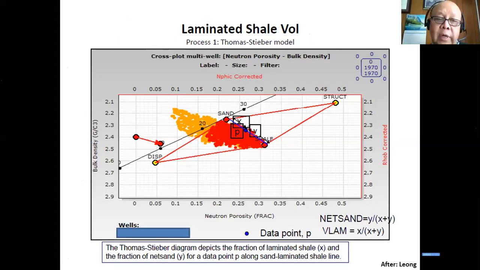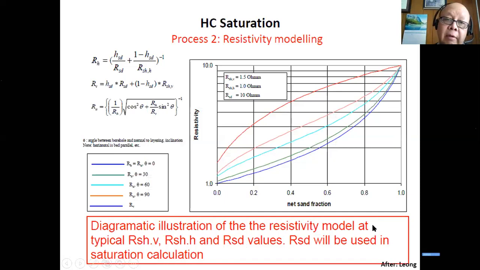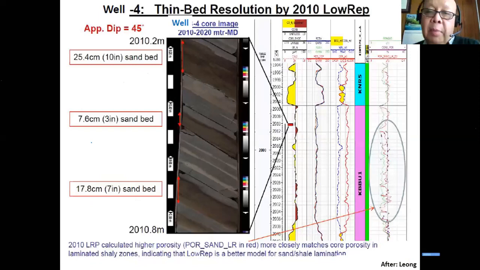In this particular well, we have a density neutron plotted on this new standard density neutron cross plot. As usual, we have a shale point here, and a sand point here, and our data point is here. From here, we can compute the amount of shale volume, or the amount of sand volume, by using this little equation here. Then we do resistivity modeling, and then we can come up with the saturation.